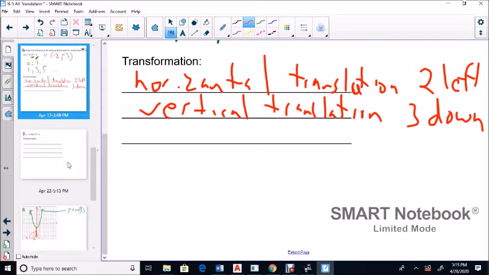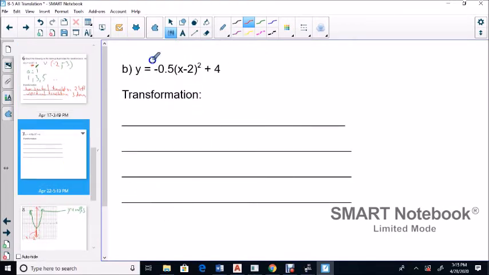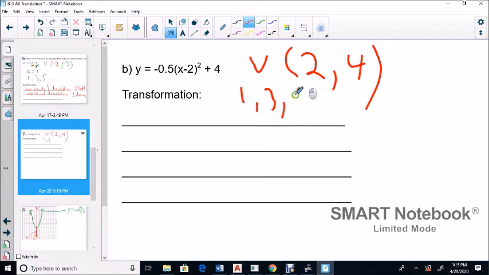Okay, let's move to the next one. Okay, so now we have the 0.5 here, and we got x minus 2 squared plus 4. So our vertex, opposite sign of the first one, 2. Opposite sign of this one in the bracket here, 2. Same sign as that one, comma 4. Okay, so then instead of 1, 3, 5, and 7, we multiply that by -0.5.